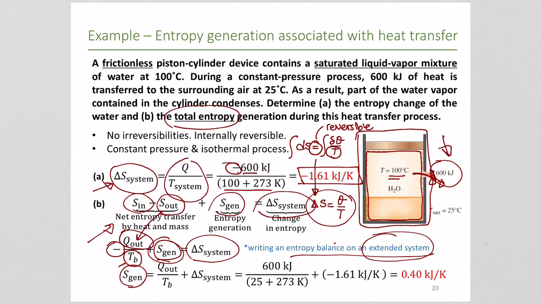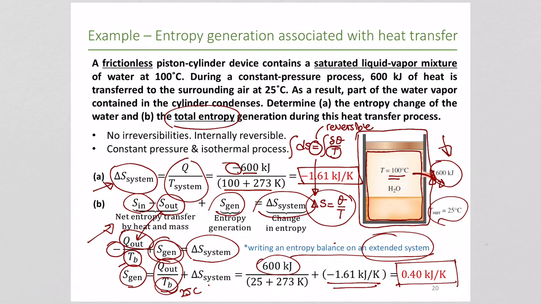Rewrite the equation. The entropy generation term goes to the left hand side, and we can calculate this term because we know Q is 600, but now the boundary temperature is changed, it becomes 25 degrees C, because you are now at the surrounding temperature. Plus the change in the entropy of the system, which we already calculated. From that information, by including the extended system, you were able to calculate the entropy generation term.